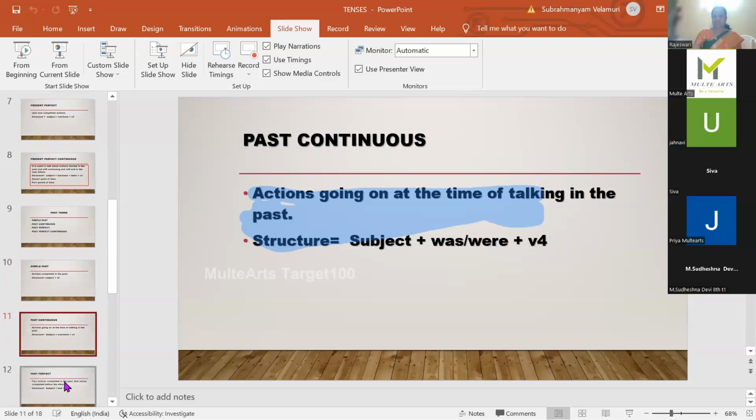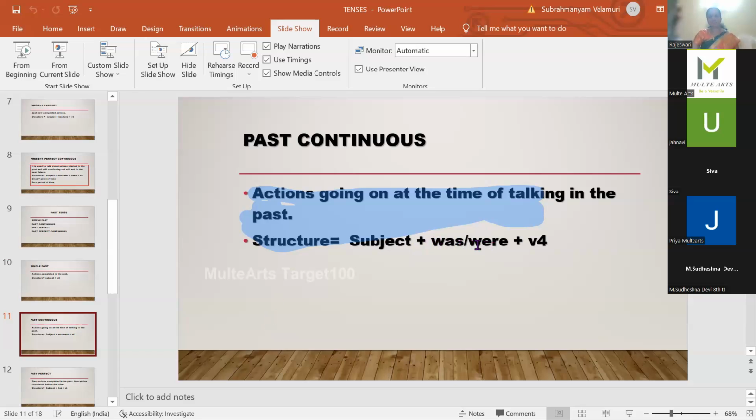Let's go to the second child of the past tense: past continuous. Whatever the tense, if you get continuous, the verb form is -ing only. Past continuous also starts somewhere in the past, continues to a certain time and ends in the past. These are actions going on at the time of talking in the past. When it comes to present continuous, actions are going on at the time of talking in the present. Here, actions were going on at the time of talking in the past. Everything is the same except the helping verbs change.